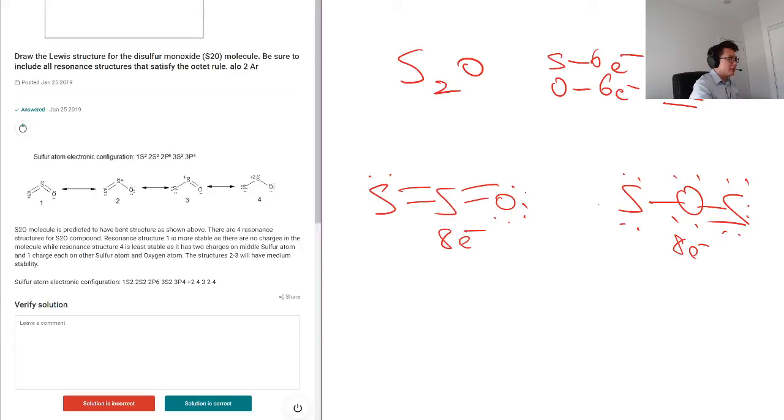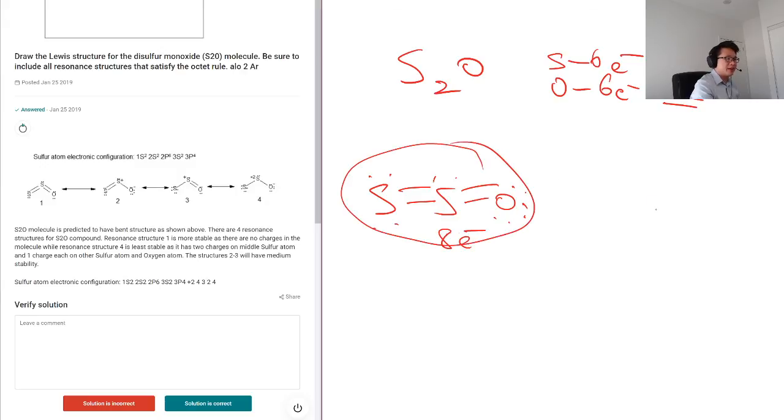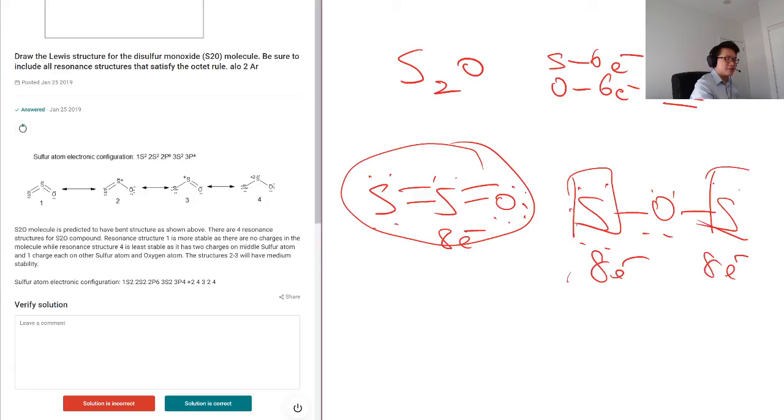14 and 12. Okay, so only the left one can be the one that makes sense, and the reason is that in order to make this molecule, if we have oxygen at the center, we only have one structure, and this structure cannot be changed in order to make both sulfur atoms have 8 electrons. Okay, so this is not right.